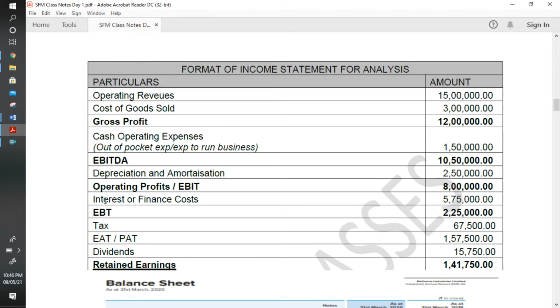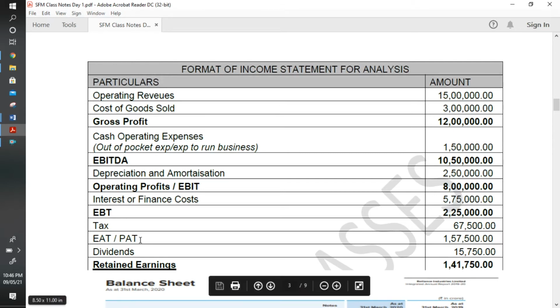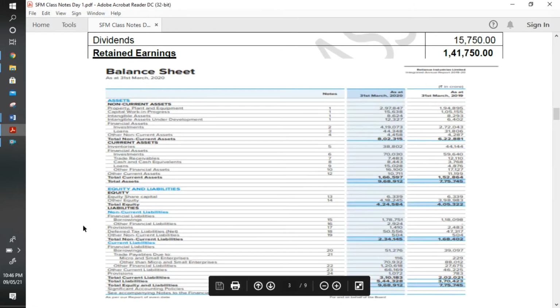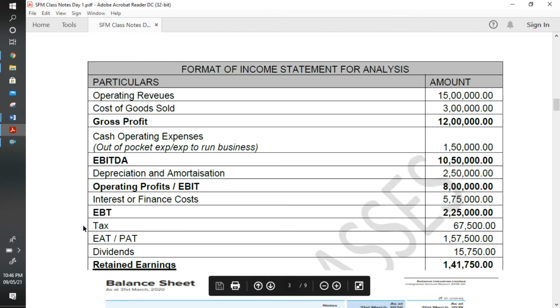And from EBIT, we reduce interest and finance cost to arrive at EBT. And from EBT, we reduce the corporate tax to arrive at EAT or PAT. From that, we reduce dividends to arrive at the retained earnings. I would say retained earnings is one of the sources of finance, which is the internal source of finance. That more or less finishes the P&L account.